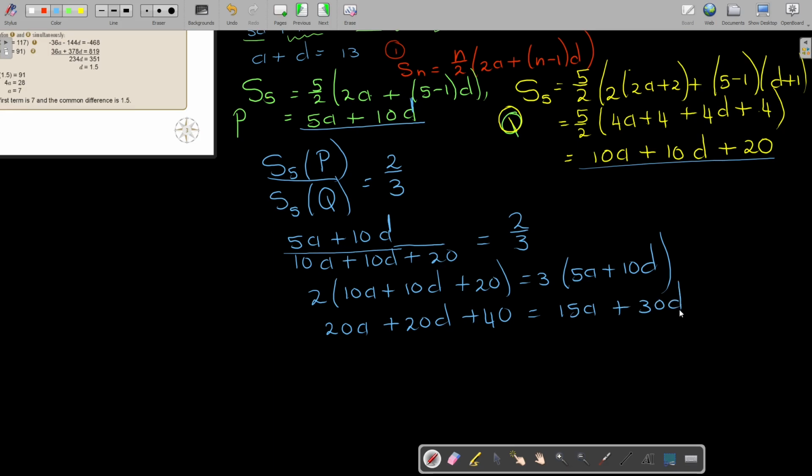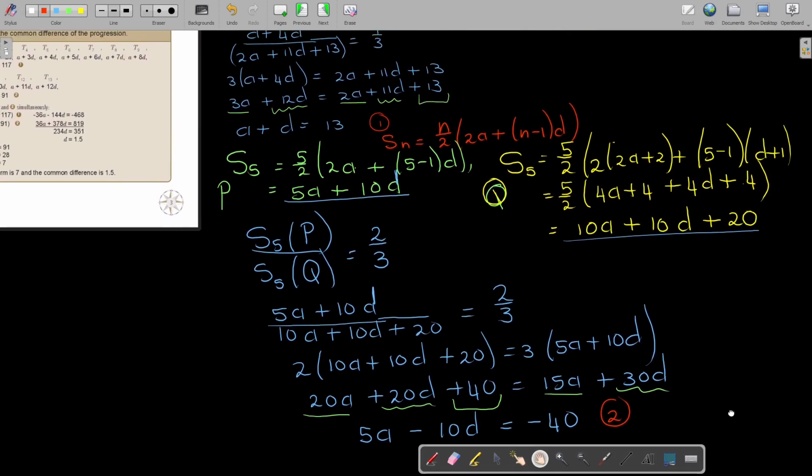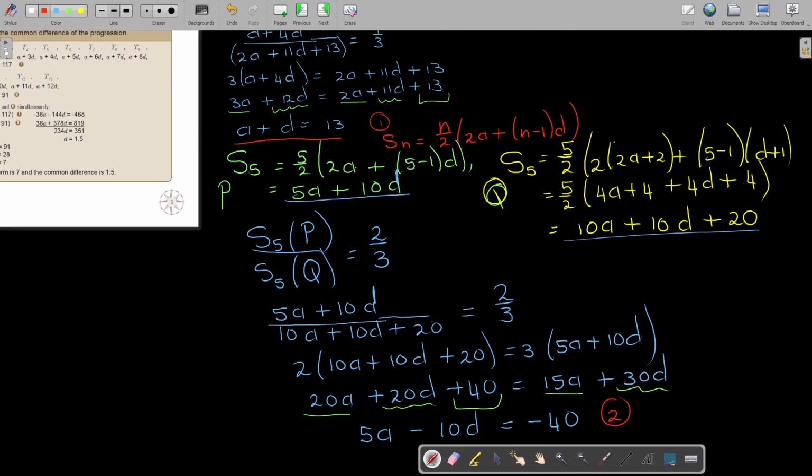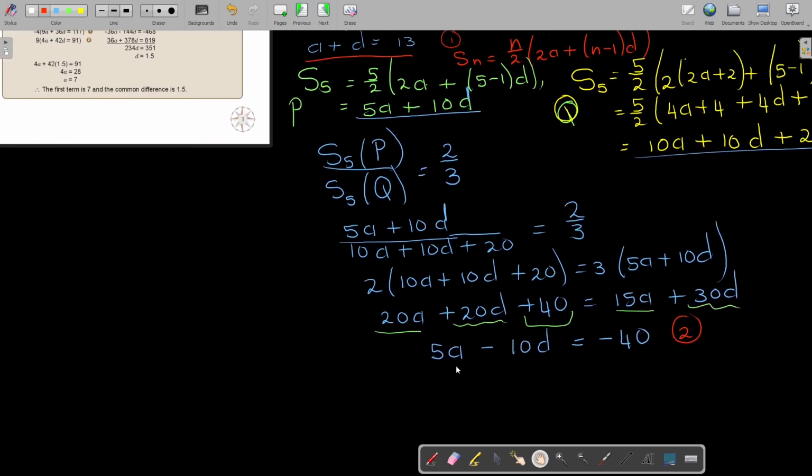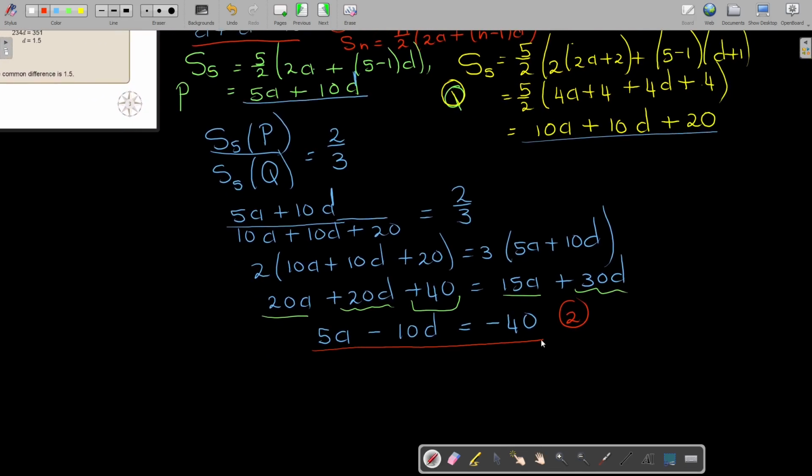And if I'm going to start simplifying it, let's do it again. We mark our things. So there are the A's, there are the D's, and there's the 40. If it's 20 minus 15, it's going to be 5A. This is 20 minus 30, so minus 10D. And this is equal to, if I take it over, negative 40. Don't forget that this is going to be my equation 2. And what do you think I'm going to do now? I'm going to solve equation 1 and equation 2 simultaneously.